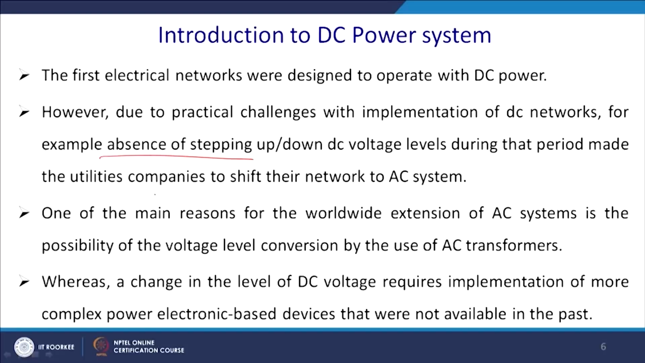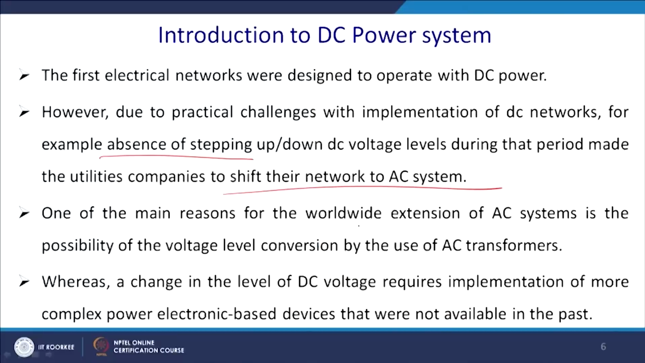the utility companies shifted from the DC to AC system, mostly due to the transformer, because at that time we did not have a very versatile SMPS or switch mode power supply or DC to DC conversion system. For this reason, you are forced to go for the AC system, and it has a lot of advantages, we cannot deny that.